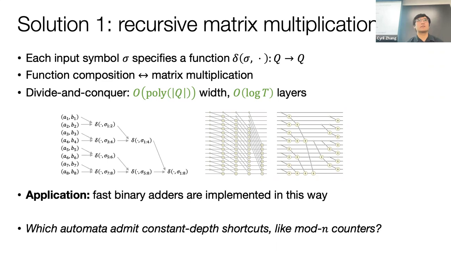Okay, so I guess that question was too easy in some sense. Allowing log T layers just allowed us to have this very generic solution. Maybe we should ask a harder question: which automata admit constant depth ACC 0 simulations? So that brings us to puzzle number two.